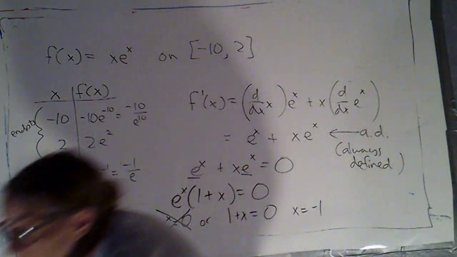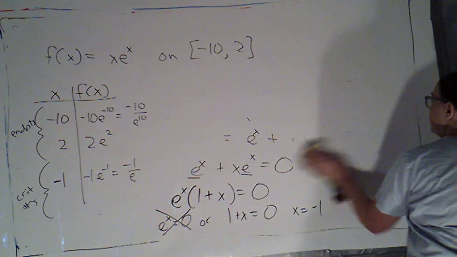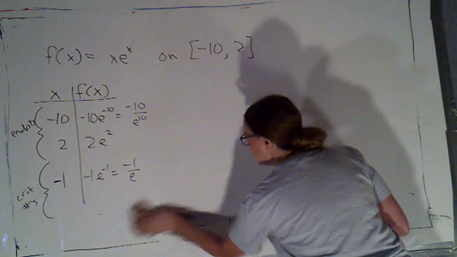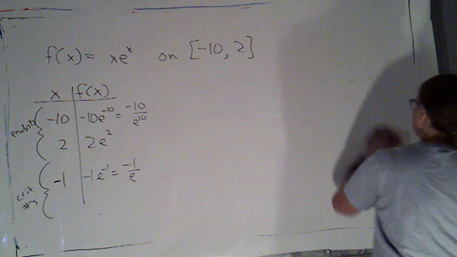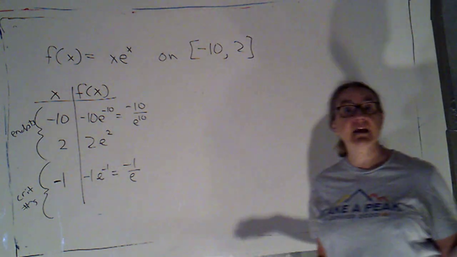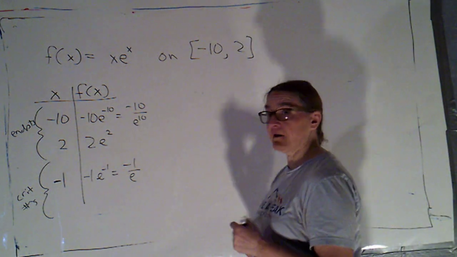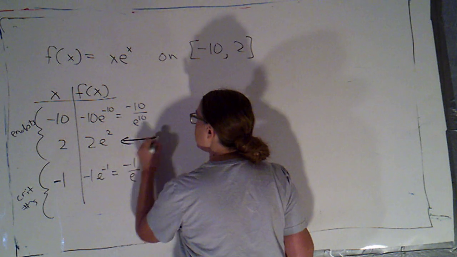So now I've listed all of the possible things that could be locations and values of maxes and mins. All I need to do is look at these y values. The biggest one is the max, the smallest one is the min. Okay. Well, 2e squared is the only one that's positive, so I know that that's the max.